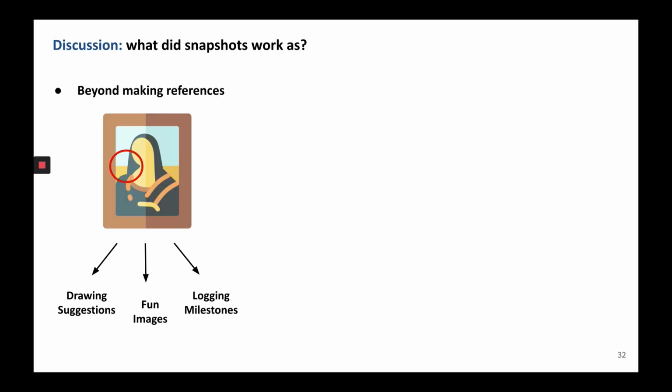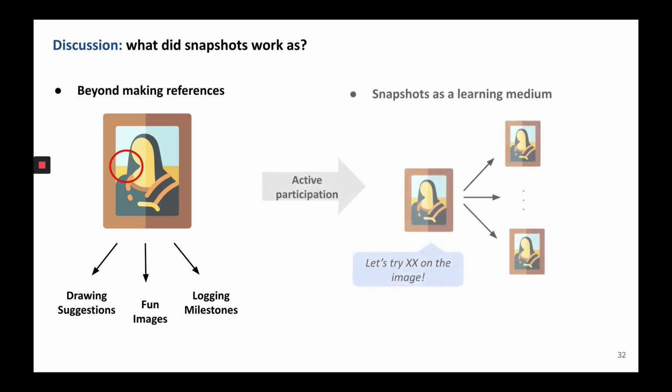Now, I will discuss the possible ways to expand the use of snapshots. Firstly, we could see that snapshots were used for various reasons beyond making references. It implies that snapshots allowed viewers to go beyond passive watching and participate actively, which reveals an opportunity of using snapshots as a learning medium. For instance, in instructional live streams, streamers can promote viewers to actively try techniques by asking them to make changes.